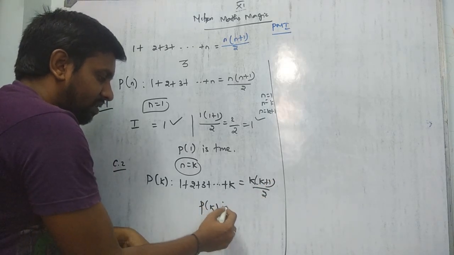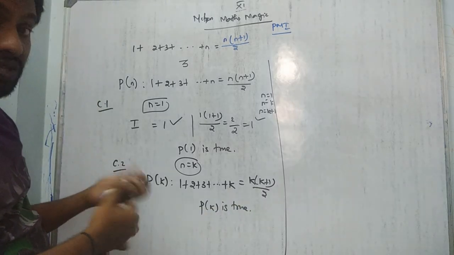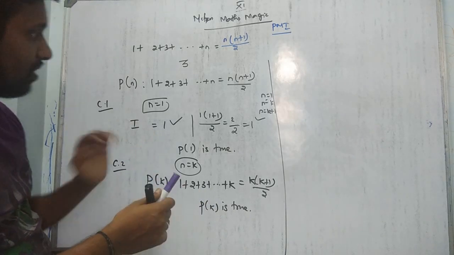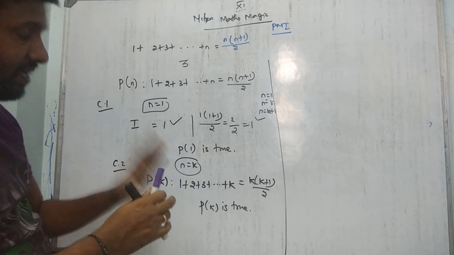Blindly write P of k is true, because we can't check. We don't know the number, right? So for all the sums, P of k is true. The only thing is, wherever n comes, you have to put k.